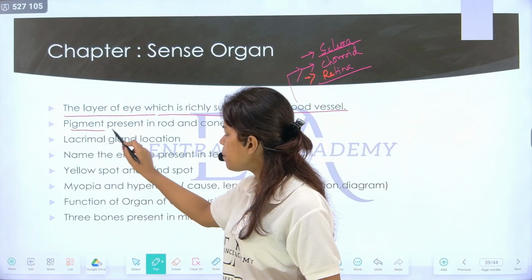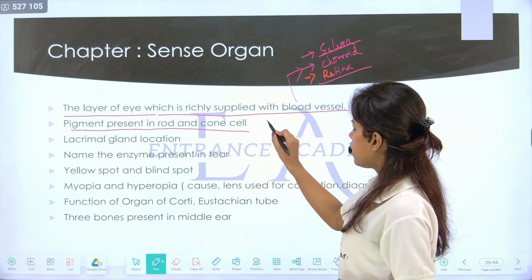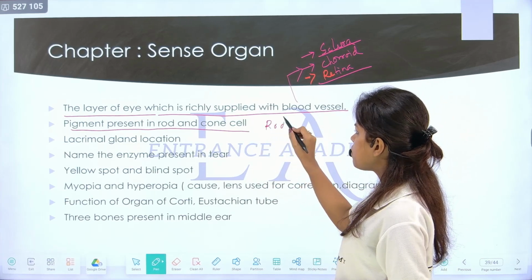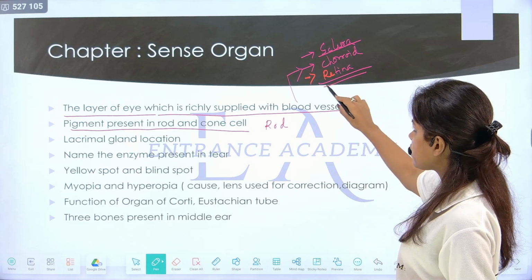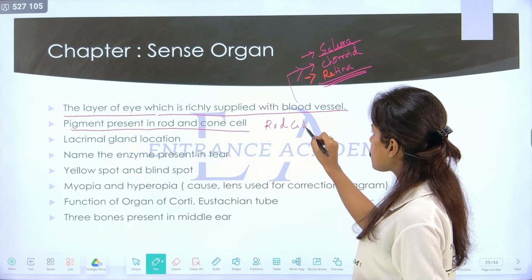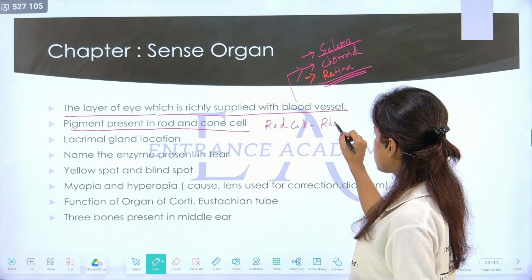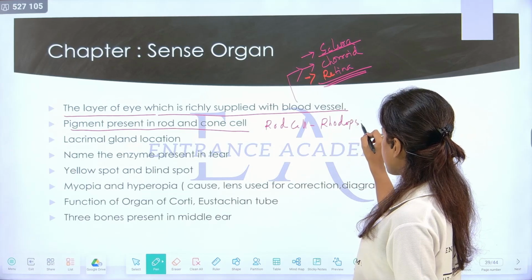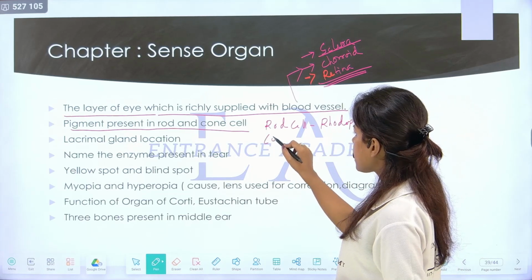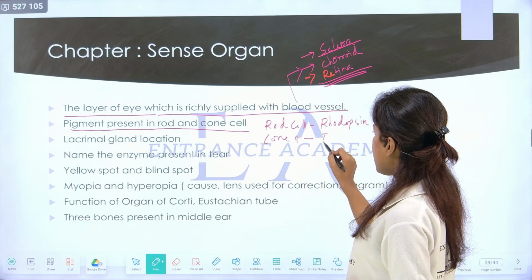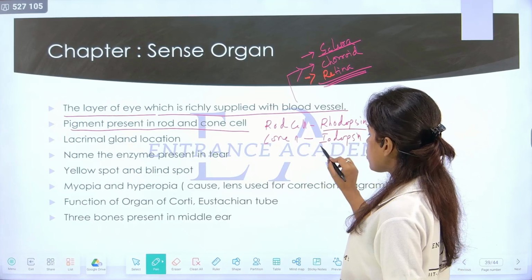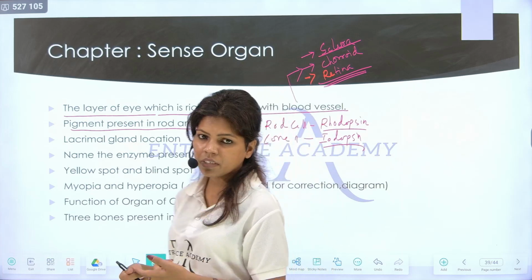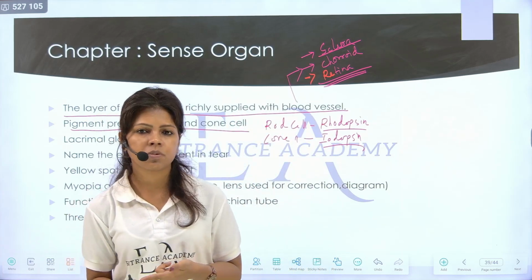Next, pigment present in rod and cone cell. Rod cells and cone cells are two photosensitive cells present in the innermost layer of eye, that is retina. Rod cell contains a pigment known as rhodopsin. And cone cell contains the pigment known as iodopsin. Rod cell is responsible for dim light vision or black and white vision, and cone cells are responsible for bright light vision.